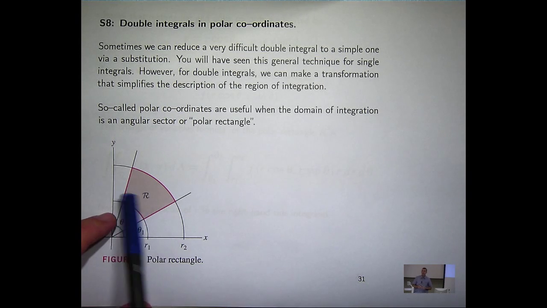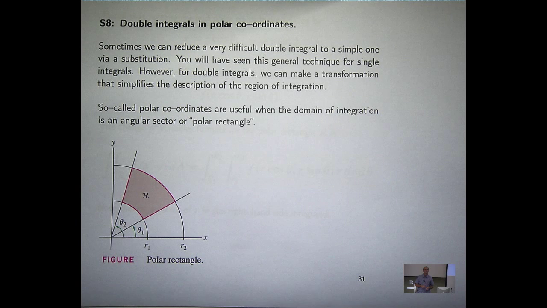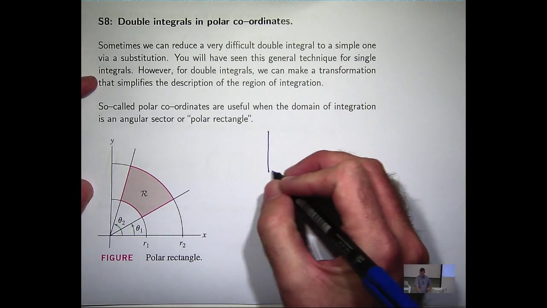So the idea is you've got some difficult integral over some difficult set or a region. How can you simplify the description of that region and hence the actual integral itself? So we're going to be working with polar coordinates today.